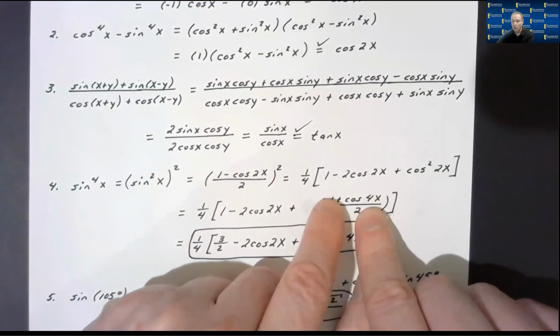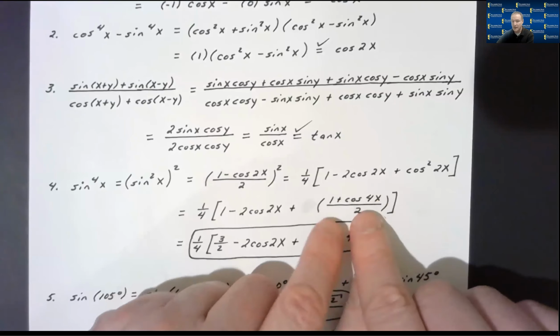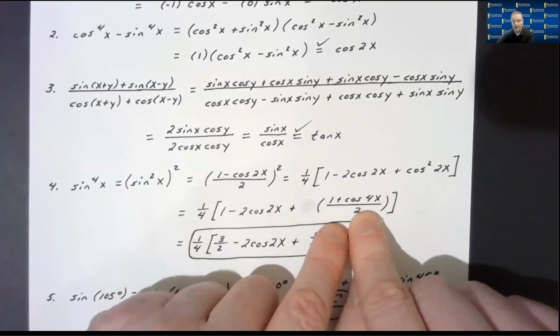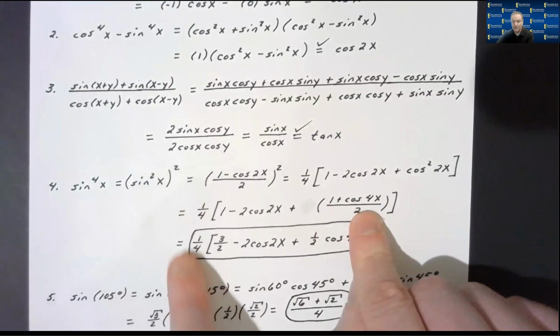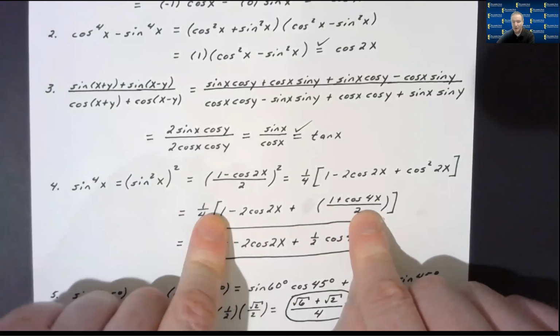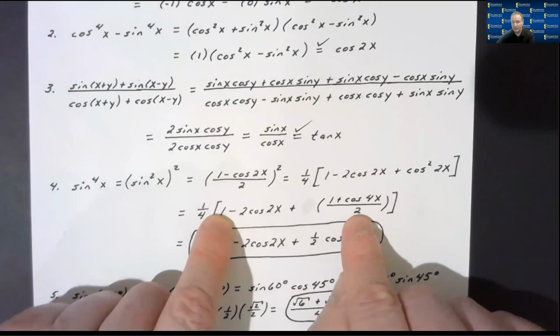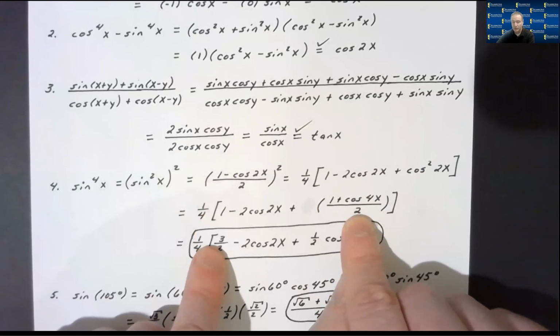No, it's 1 plus the cosine of twice the angle, divided by 2. Now, I'm just simplifying. Final answer here, I'll leave the factor of 1/4 out in front. On the inside, I'm going to have common constants. I'll have a 1 plus a 1/2. Well, 1 plus 1/2 is 3/2.